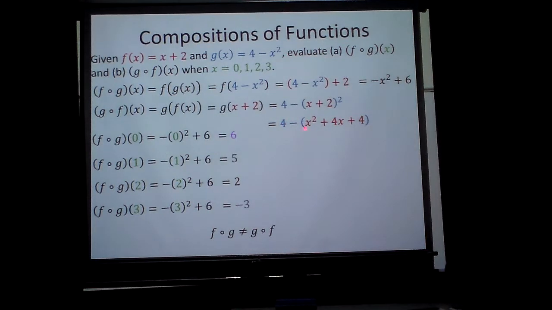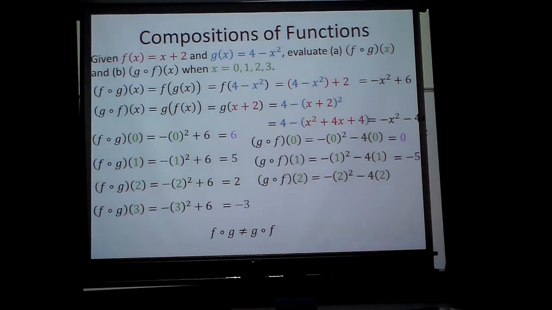Now I have this 4 minus this, which basically means the 4's are going to cancel. And I just have negative x squared minus 4x. I don't know if you can see it all, but it's negative x squared minus 4x. So now plug in the 0. Well, that's going to be what? Negative 0 squared, minus 4 times 0 is going to be 0. Plug in the 1. 1 squared is going to be negative 1. Minus 4 times 1 is going to be what? Negative 5. Now this one here, 2 squared is going to be negative 4. That's going to be minus 8, which will be negative 12.